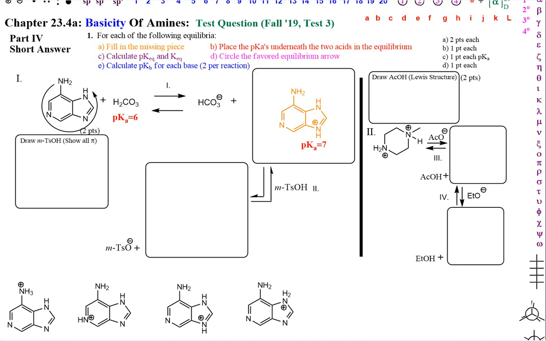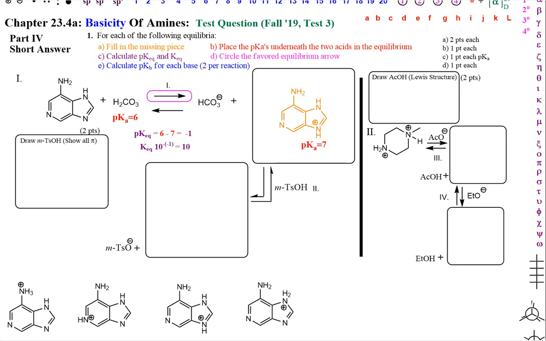This gives us a pKeq for this equilibrium of 6 minus 7. Let's show that work. pKeq for this equilibrium, 6 minus 7, negative 1, gives a Keq of 10 to the negative 1, which is 10, which means we should circle the arrow pointing towards the products since we have a ratio of 10 of these for 1 of these. Circling the arrow going forwards.